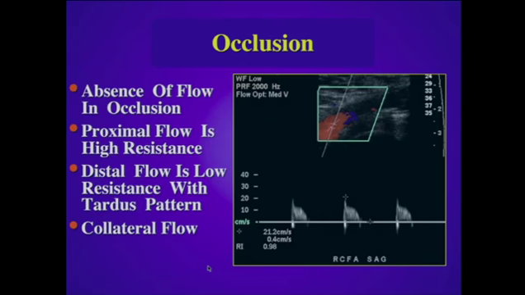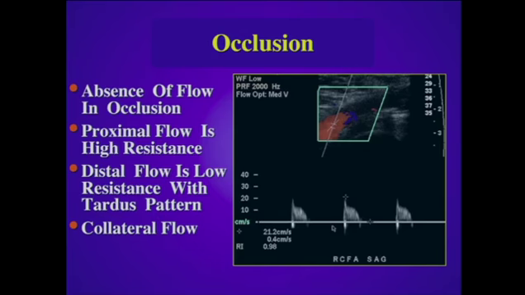In cases of occlusion, obviously there'll be an absence of flow in the occluded segment. One of the important clues for occlusion is that we'll have abnormal proximal waveforms, and that they'll have very high resistance in diastole. Notice in this example of occlusion of the common femoral artery, we have a rapid systolic upstroke, a low peak systolic velocity of 21 centimeters per second, and absence of flow throughout diastole due to the high resistance caused by the obstruction.